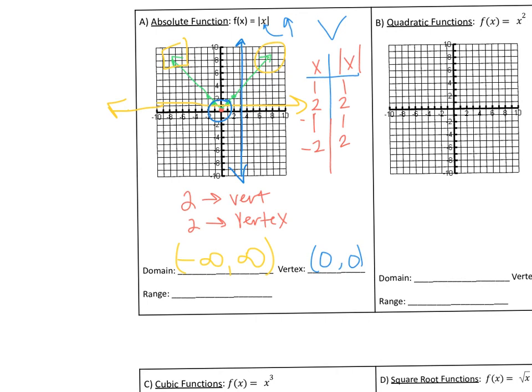Well, at the vertex, what is the y coordinate? Well, if you notice, the y coordinate is 0. So our range is going to start at 0, and as we go up, up, up, the arrows are the highest points on the graph, which indicate they keep going up and up and up. So that would be infinity.